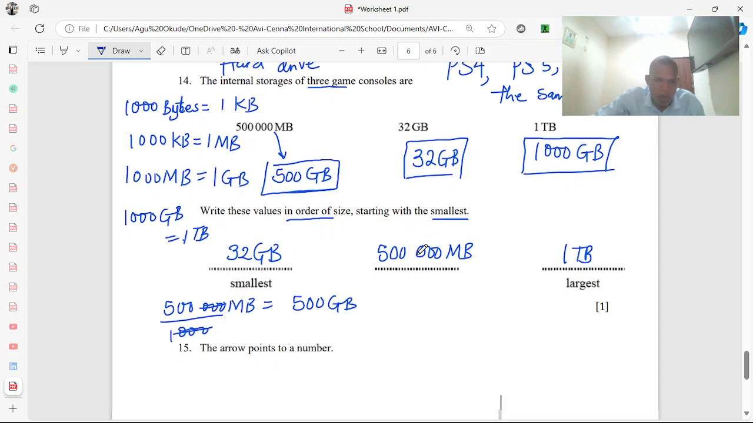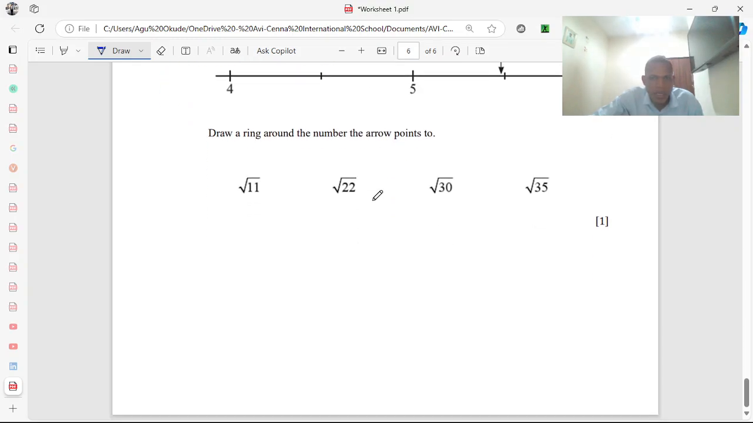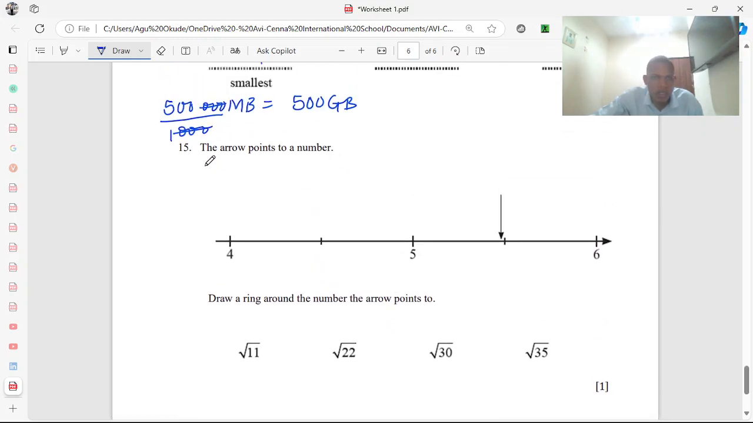Okay, just like so. Now this is the last question. Now the arrow points to a number. Okay, this arrow here, you can see it points to a number, right? Now it says draw a ring around the number the arrow points to.